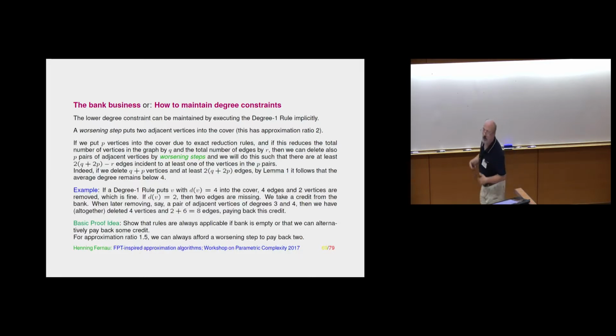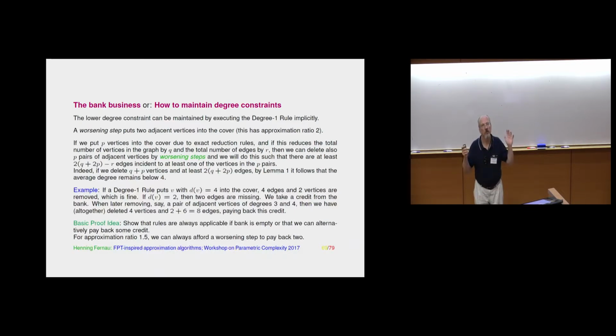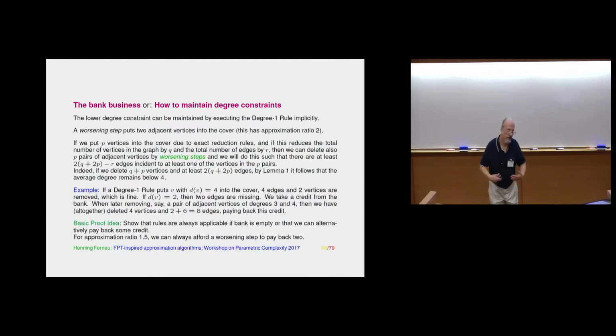And if we can do so, and that's what we have to show, of course, then we are fine, because we can always either do some reduction steps, or if we can't, then we know that we can do worsening steps, which try to go back to our degree constraints, so that finally we can apply reduction rules again. Because doing worsening steps changes the graph, so we have new possibilities to apply reduction rules. That's the gist of it.